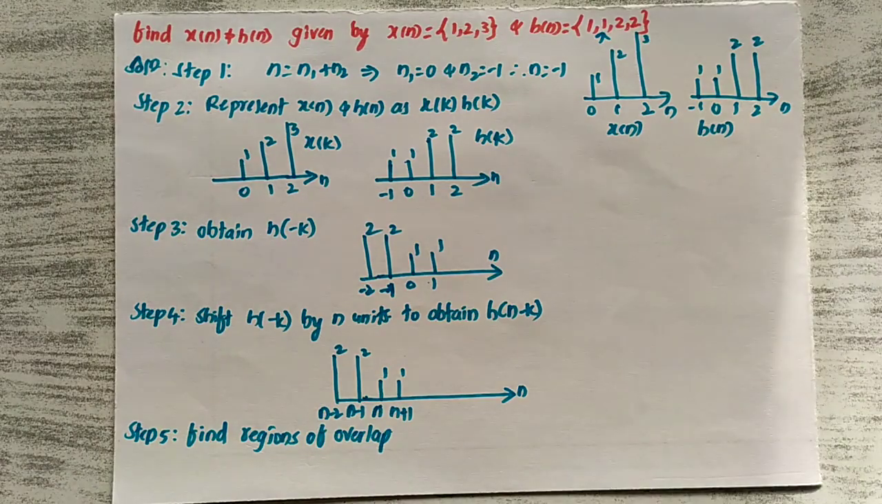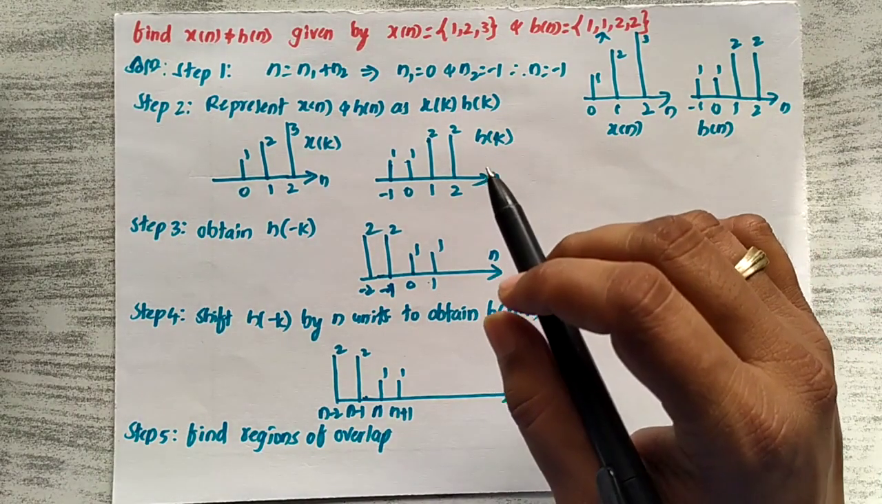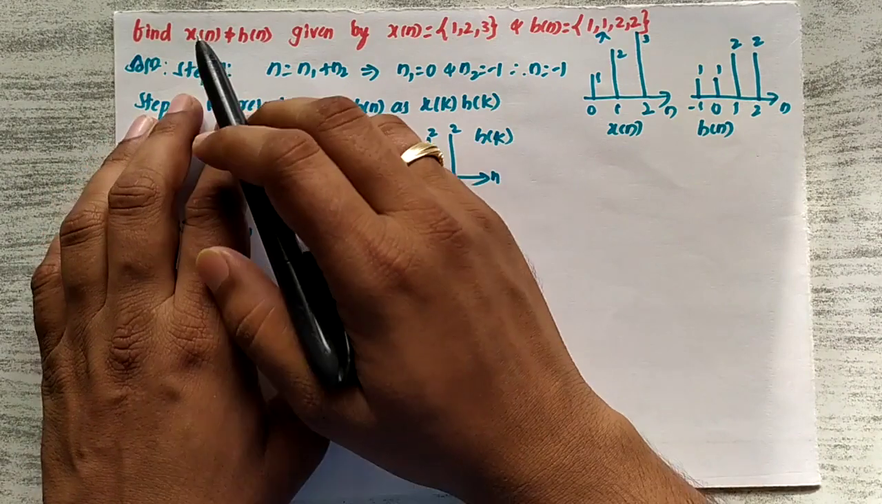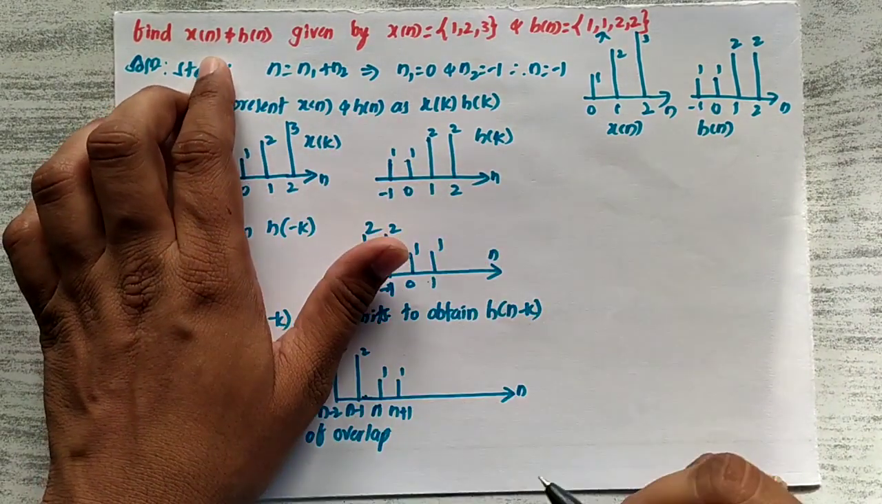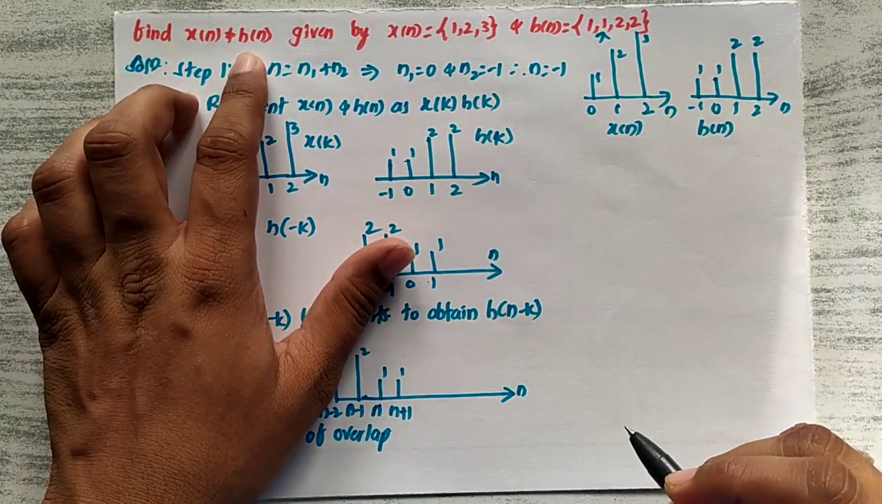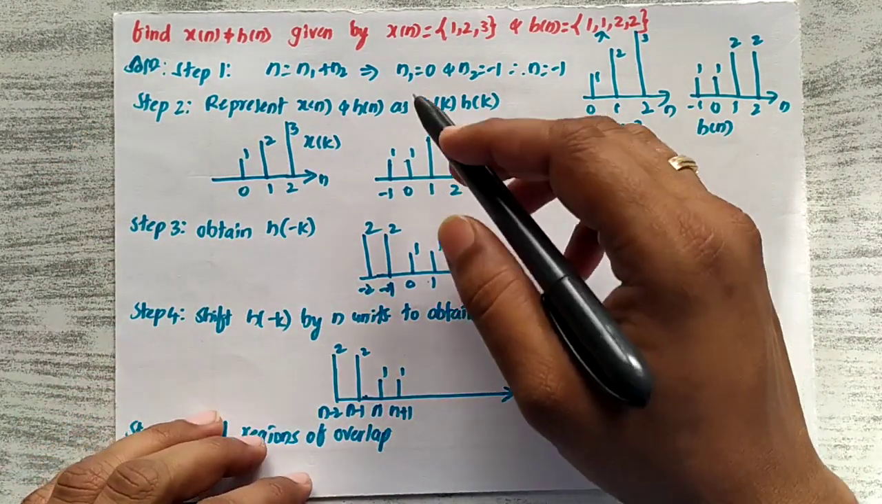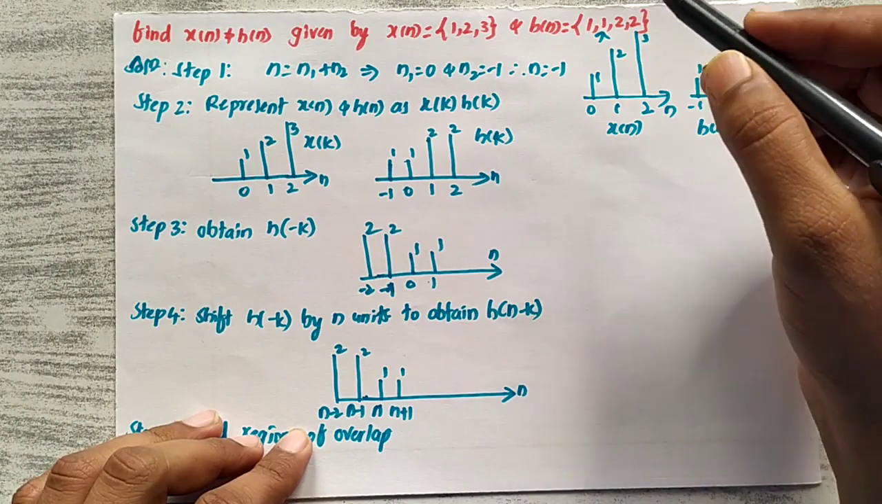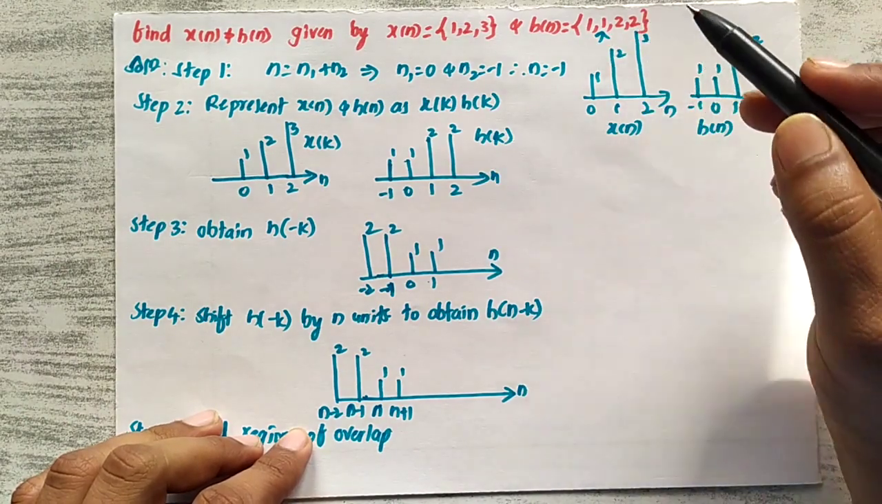We will have a simple, clarified discussion on this by taking one example. Here it is given: find the convolution between x of n and h of n, given x of n as 1 2 3 and h of n as 1 1 2 2.